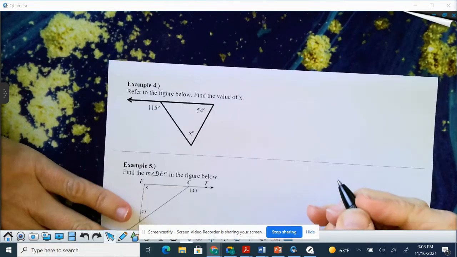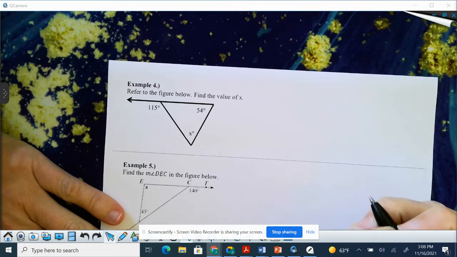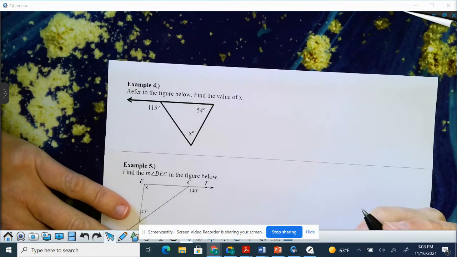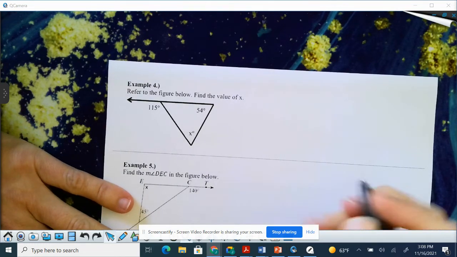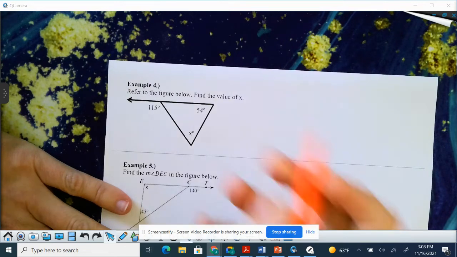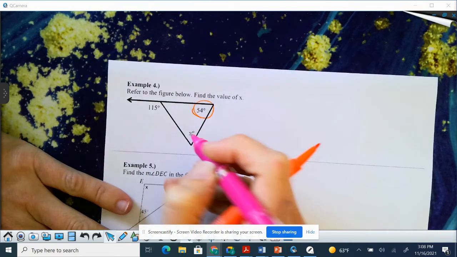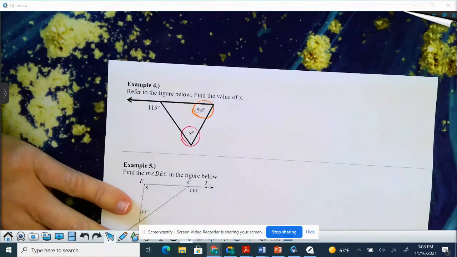All right, so another one like that, if I were you, I would pause this video and just try it. See, now is the time to mess up. You would rather mess up now instead of on your quiz. So pause and try. So I'm going to take non-adjacent angles, add them together to give me the exterior.